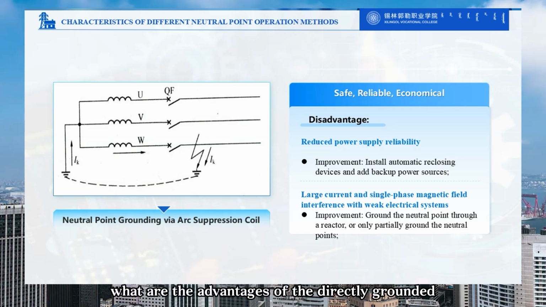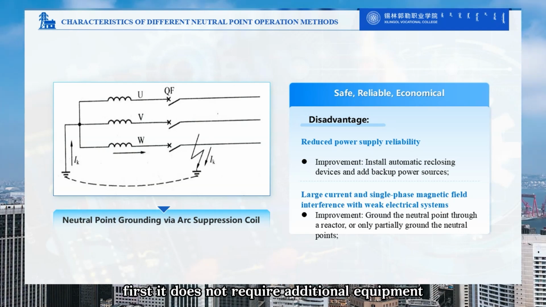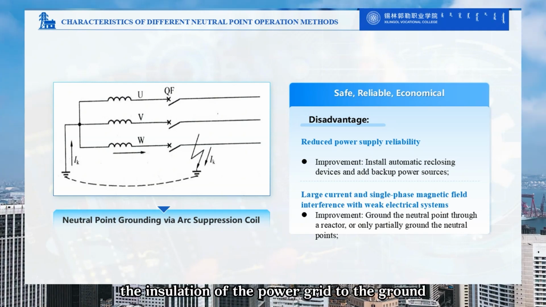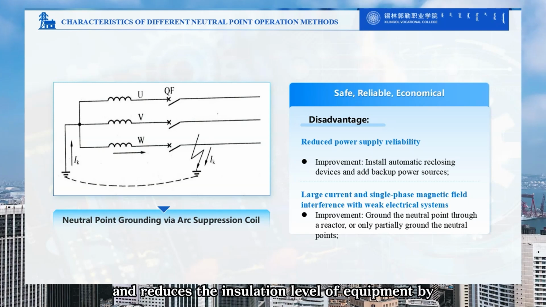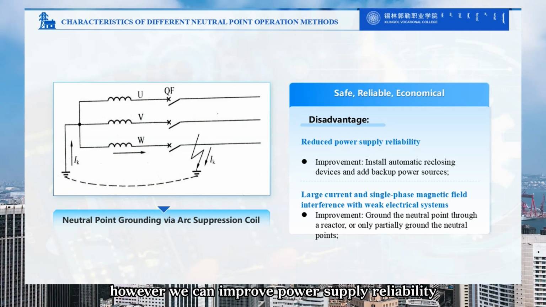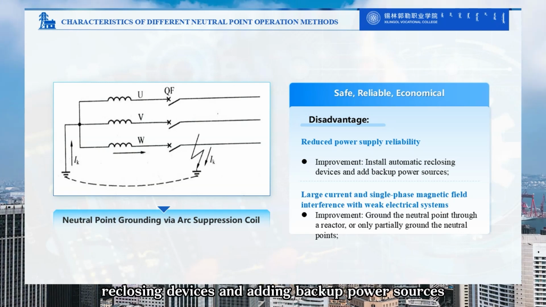What are the advantages of the directly grounded neutral point system? First, it does not require additional equipment to eliminate the electric arc. Second, it reduces the insulation of the power grid to the ground, does not produce overvoltage, and reduces the insulation level of equipment by 20%, saving cost. What are its disadvantages? First, power supply reliability is reduced. However, we can improve power supply reliability by installing automatic reclosing devices and adding backup power sources.